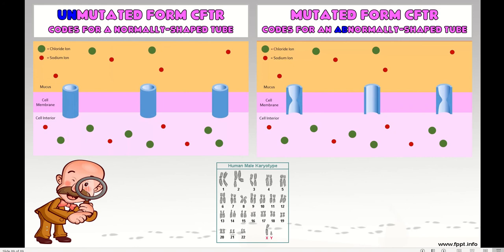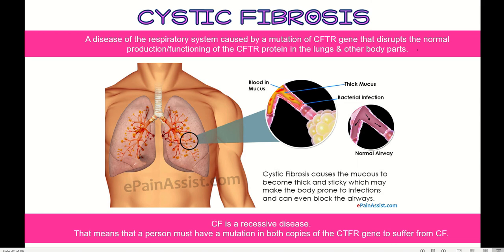Now, this gene is found in chromosome number 7, and it's somewhere here in the lower part of the chromatid. Cystic fibrosis causes a lot of mucus to accumulate in the bronchioles of the lungs. Look at this. And that's why the person has difficulty breathing in and breathing out. It's because of the mucus that blocks the passageway.